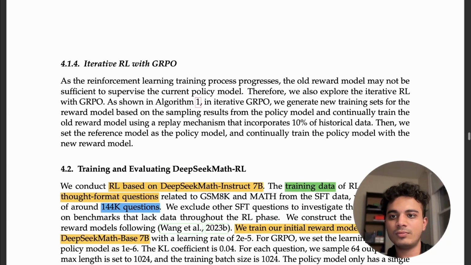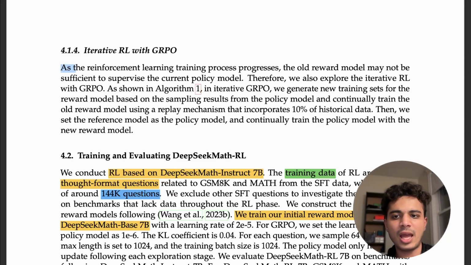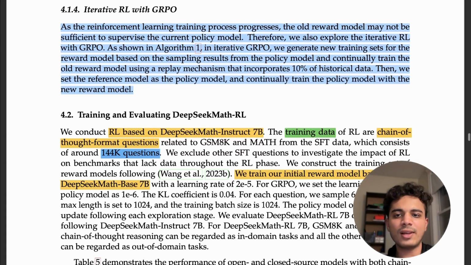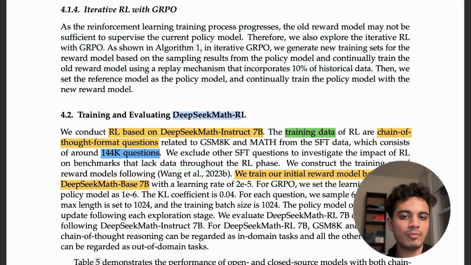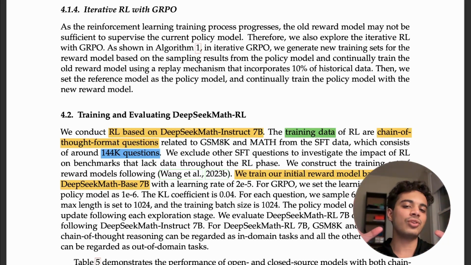Okay, so iterative RL with GRPO, I'm not covering it. It's kind of simple and very straightforward. Something that I find interesting is training and evaluation of DeepSeek Math RL, because now we want to evaluate it. We have trained it on RL as well. So how can we evaluate it? It's basically based on DeepSeek Math instruct 7 billion. So it becomes the base, and DeepSeek Math RL is basically built on top of it.